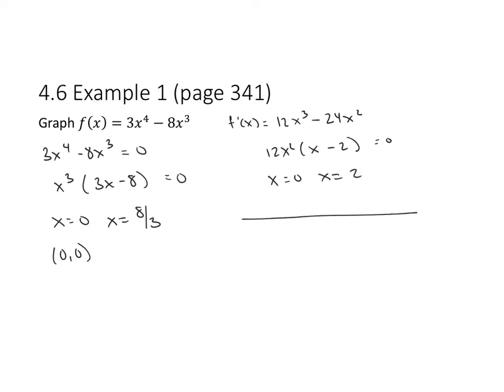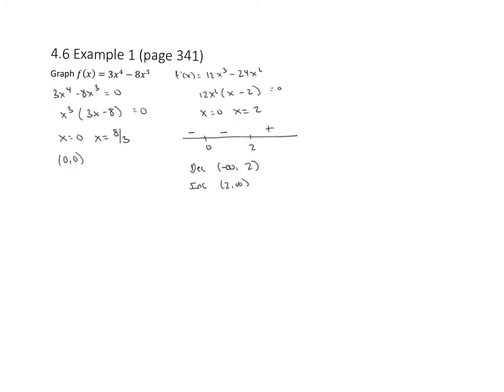And then I'm going to make my little chart that will help me know where I'm increasing and where I'm decreasing. So less than 0, let's plug in like a -1. I'm going to have a positive times a negative, that'll be a negative. Let's plug in the number 1, that'll be a positive times a negative, which is also a negative. And then let's plug in the number 3, that'll be a positive times a positive, which is a positive. So I know that my function is decreasing from negative infinity to 2 and increasing from 2 to infinity.